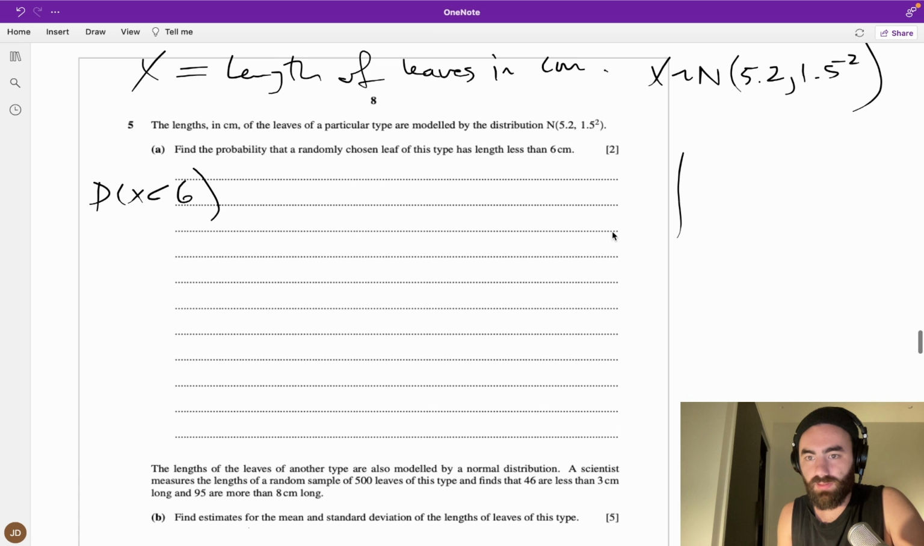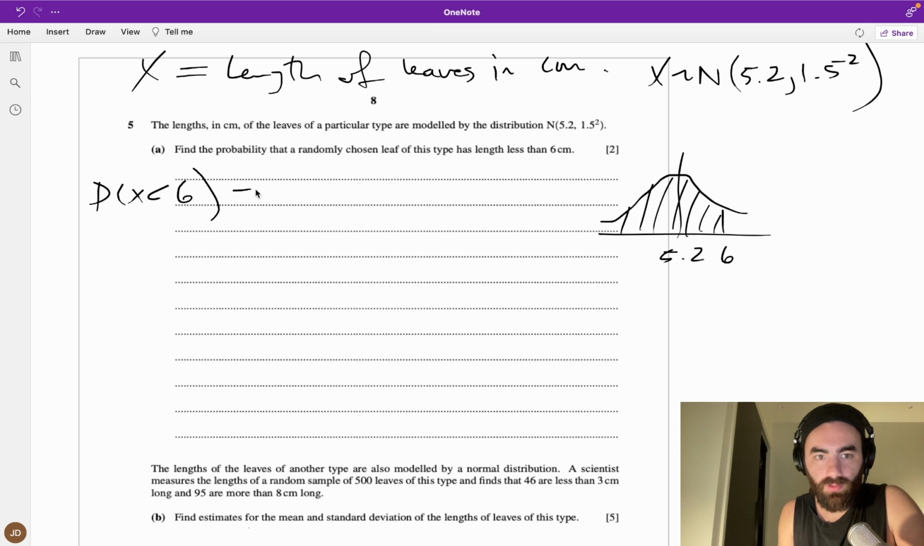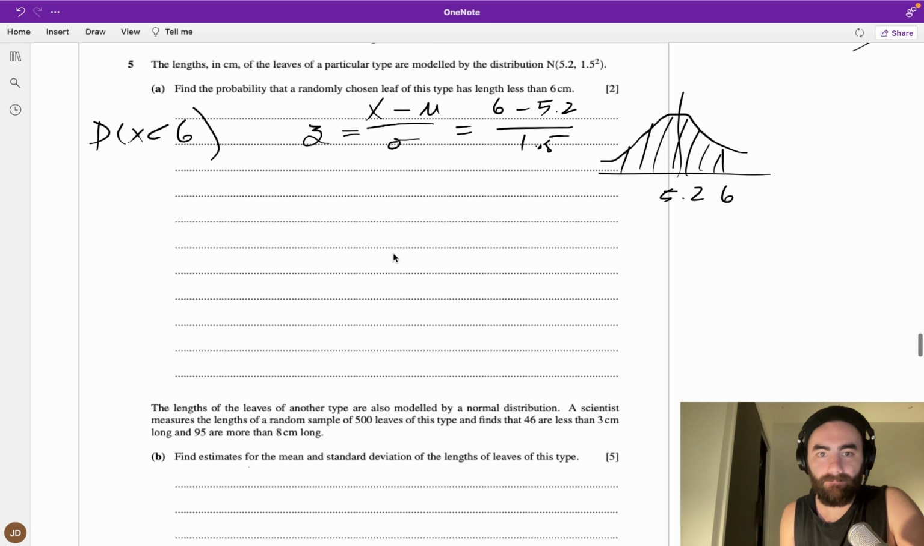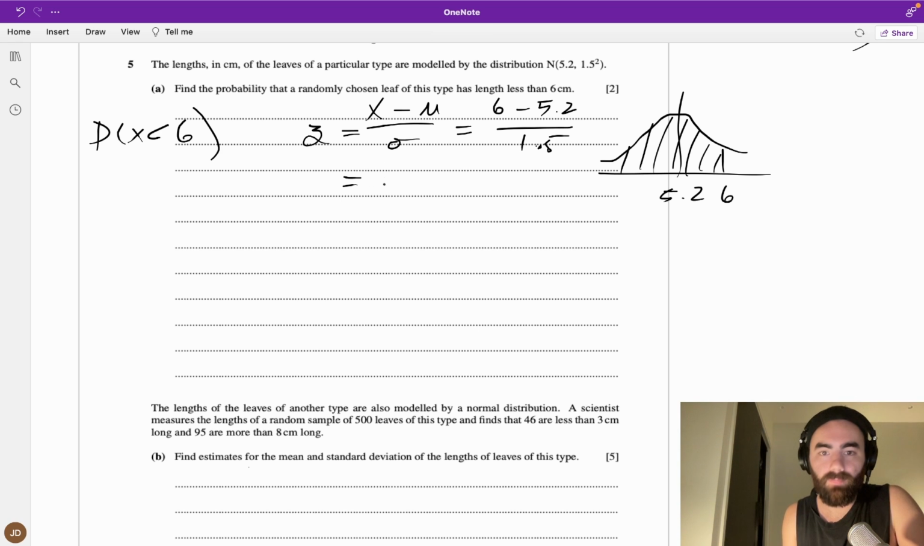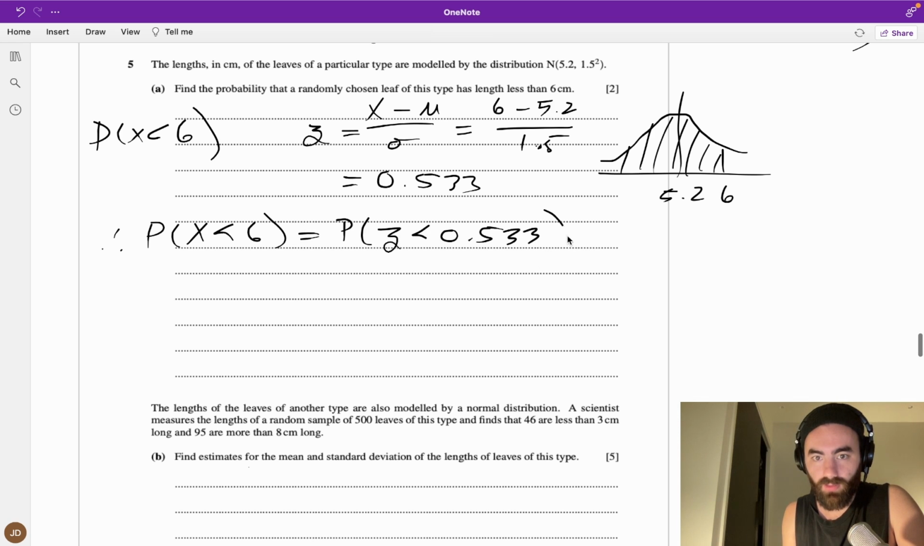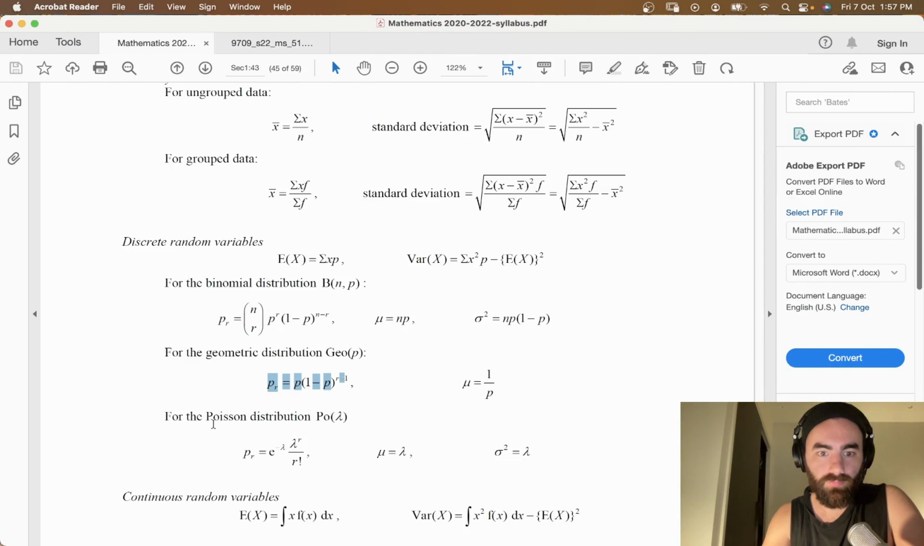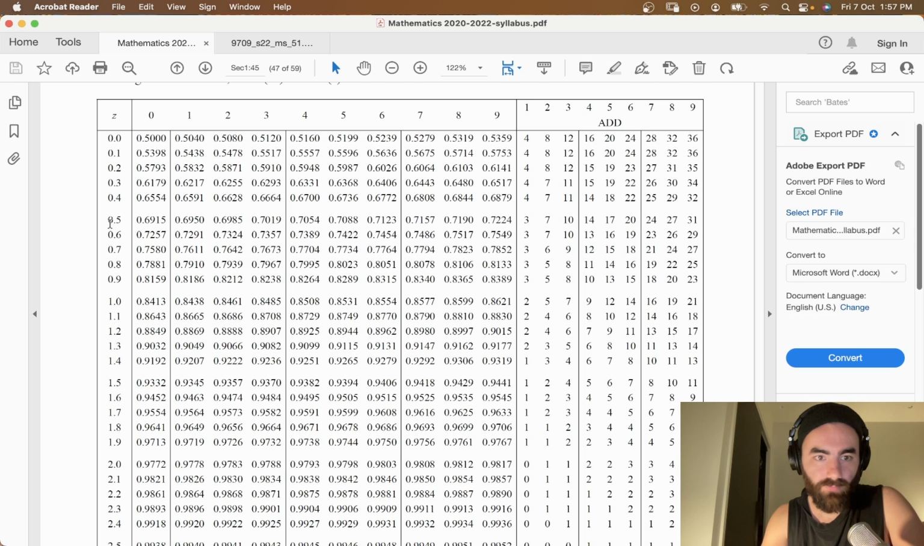Well, just sketch this real quick. The mean is here, 6, so less than 6 will be this. So we want to find our corresponding z value, which is x minus mu over sigma, which in this case is 6 minus 5.2 divided by 1.5, which equals 0.533. Therefore the probability that x is less than 6 is equal to the probability that z is less than 0.533. Then you just find that on your table. So 0.533, 3 is add 10, so 0.7029.